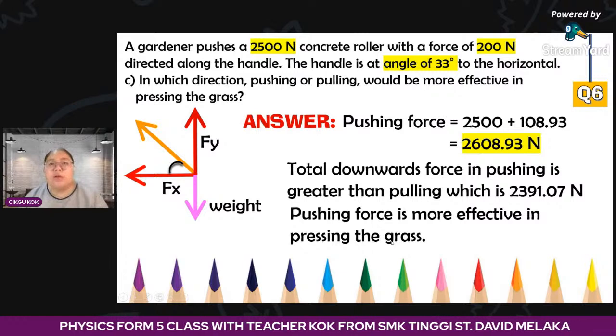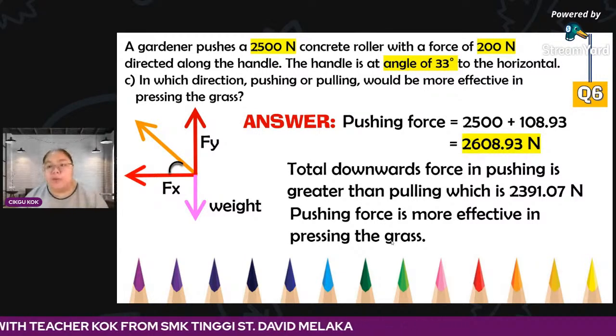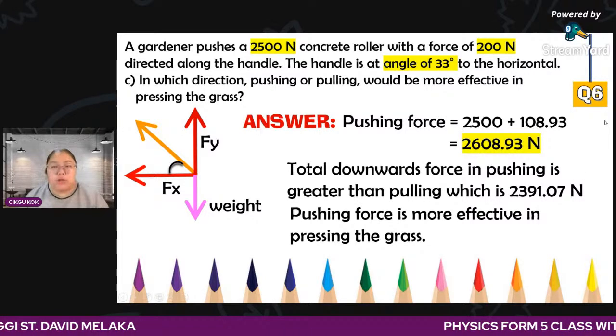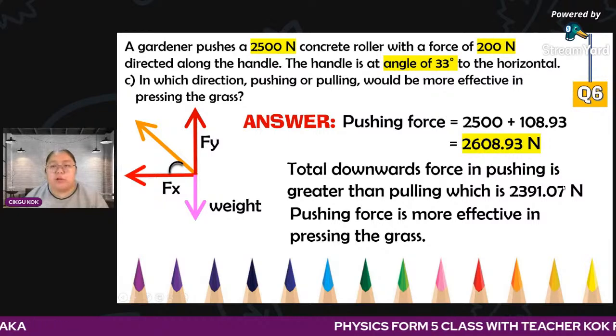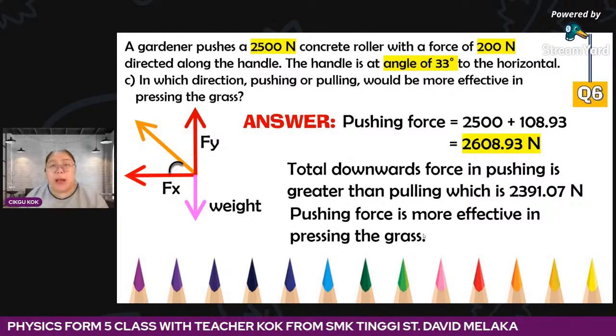Okay, if this question is 1 mark, then you can just answer pushing. If the question is 2 marks, that means you need to explain. You need to show pushing is how many, then you need to show pulling is how many. So finally, you compare. That is how to get the 2 marks.